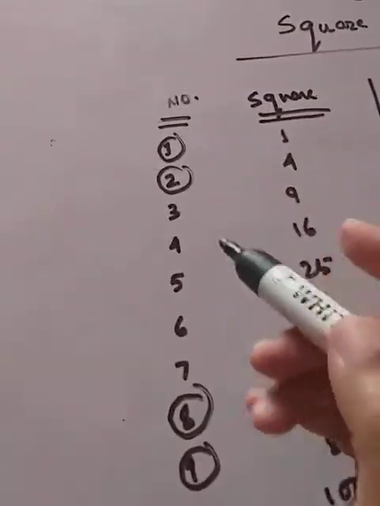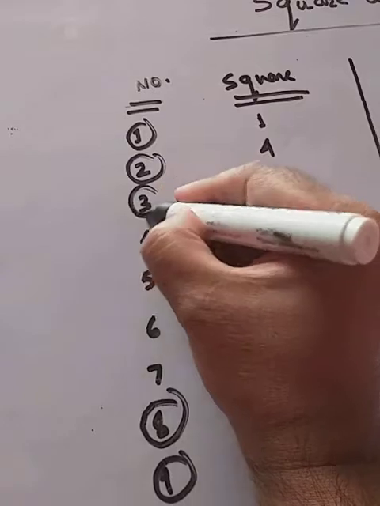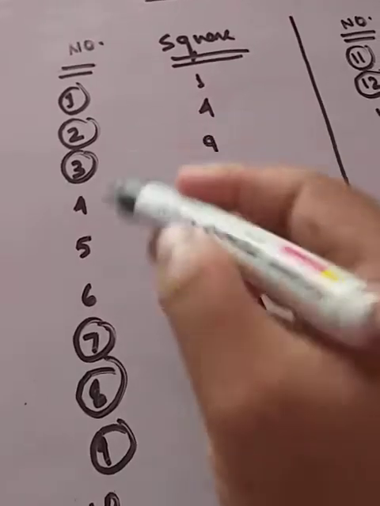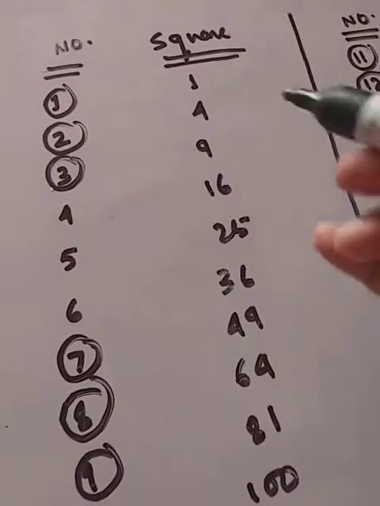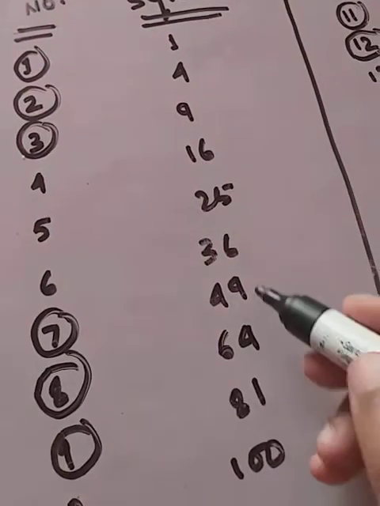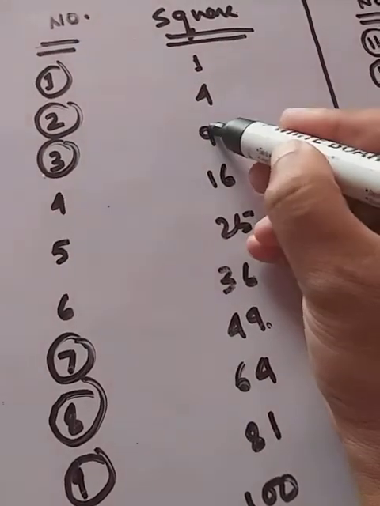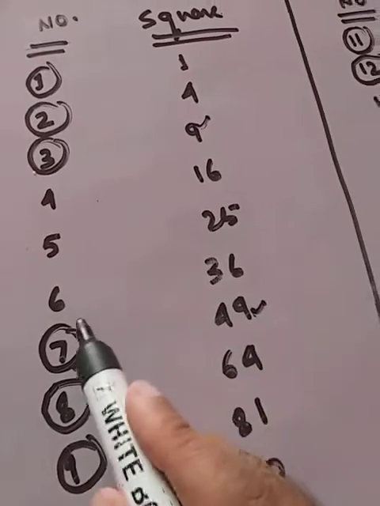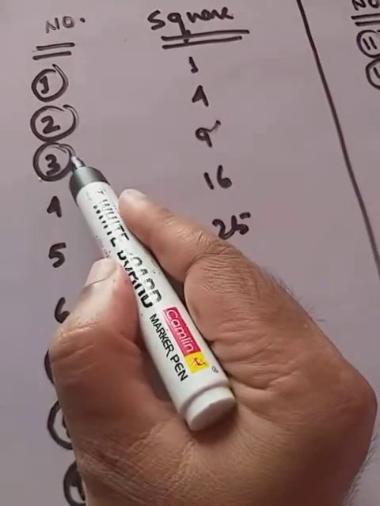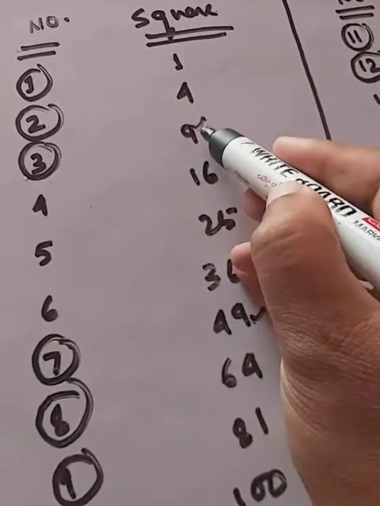Now let's see 3 and 7. If any number carries 3 or 7 as its unit digit, the square will always have 9 as the unit digit. What is the square of 7? 49. What is there in the unit digit? 9. What is the square of 3? 9. So the unit digit is 9.